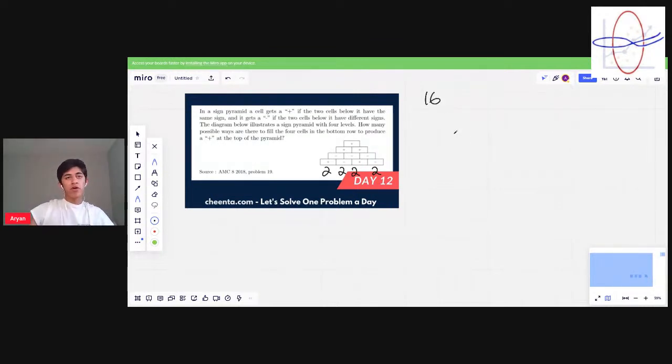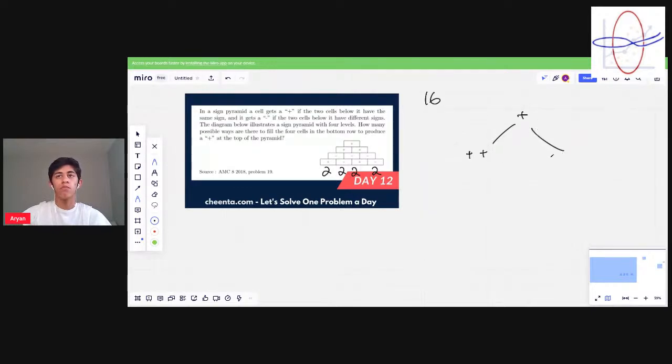And now we can work our way through. So that's always one option. Now the next option is to work backwards. We could do this in something of a tree. So it looks like a tree. We want a plus at the top. There's 2 ways to get a plus at the top. The second row must either be a plus and a plus, or it must be a minus and a minus.